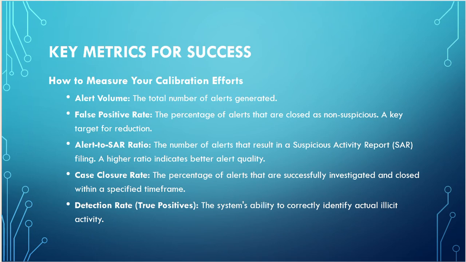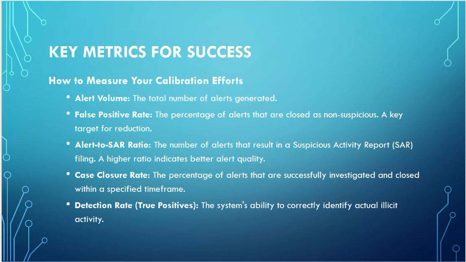So what are the techniques we should use for that? Alert volume: the total number of alerts generated by the system, and out of those alerts, how much is genuinely suspicious or illicit activity done by the customer. That will help us. So the ratio between that and the false negative and false positive rates: how many false positives are generated by the system, and the percentage of alerts that are closed as non-suspicious, a key target for reduction, and the ratio of true positive rates.